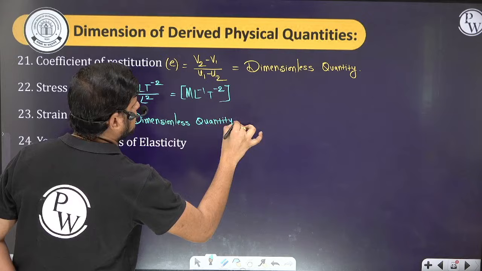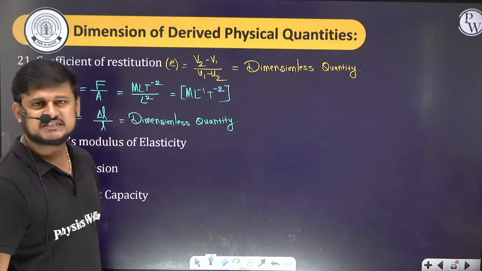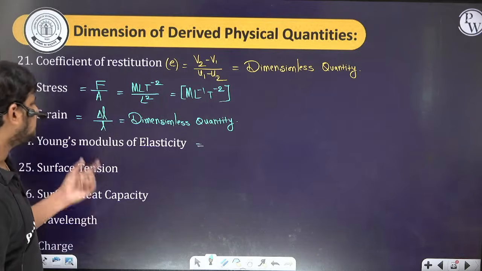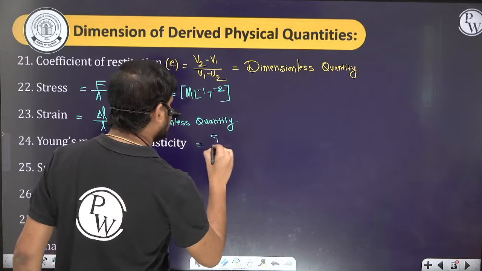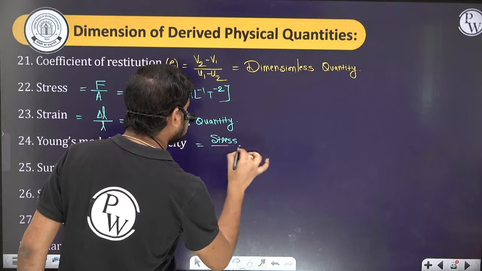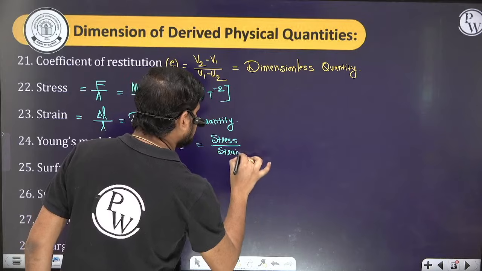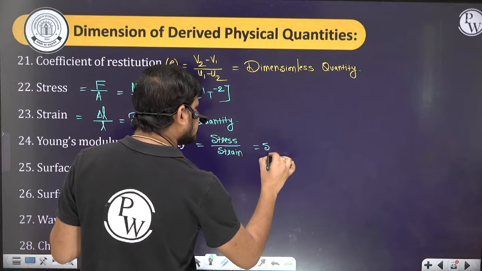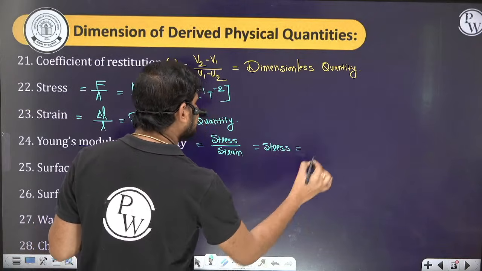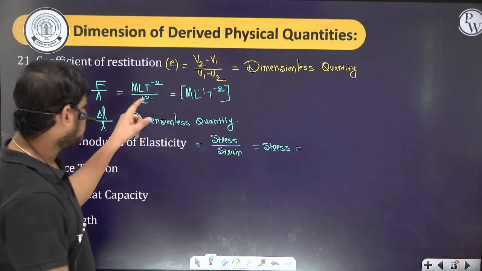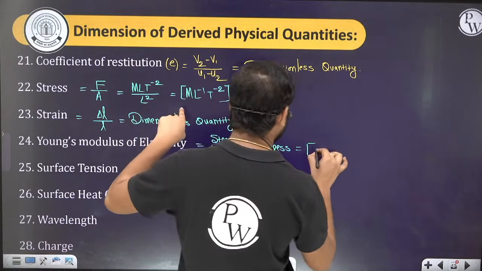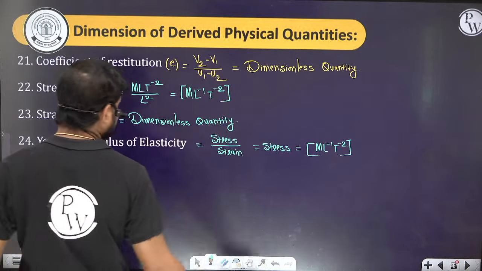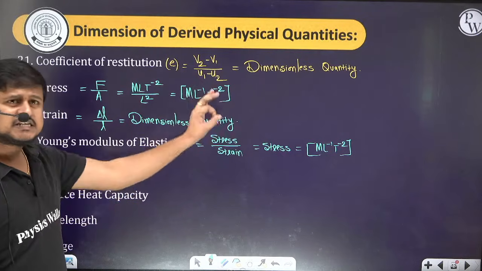Chalo, next. So the Young's modulus of elasticity. What is the Young's modulus of elasticity? Any modulus of elasticity is nothing but stress by strain. Strain has no dimensions. Therefore, whatever the dimensions are for the stress, the same dimensions will be there for the Young's modulus of elasticity. What are the stress dimensions? M L to the power minus 1, T to the power minus 2. So just understand the concepts.